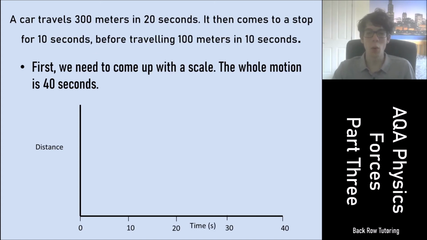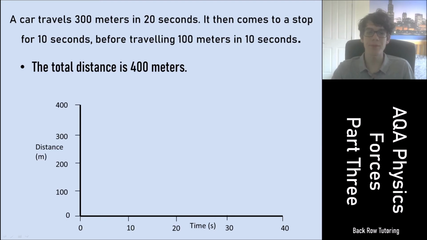So, first, we'll need to come up with a scale. The whole motion is 40 seconds. So along our x-axis, we're going to draw the scale, and we know the whole motion is 40 seconds because you can add up all of the times. So at the extreme, we'll have 40 seconds, and then at equal intervals, we'll have our tens: 10, 20, 30, 40, and obviously time is measured in seconds. Next, we're going to come up with a scale for our distance, and again, we're going to make intervals of equal distance between them, with 400 being at the extreme because the total distance is 400 metres.